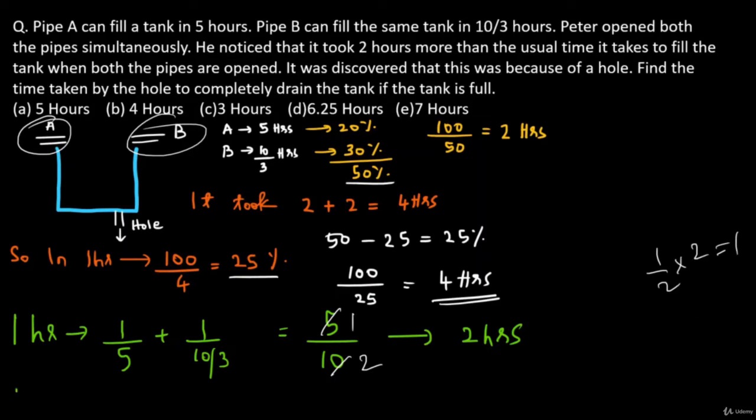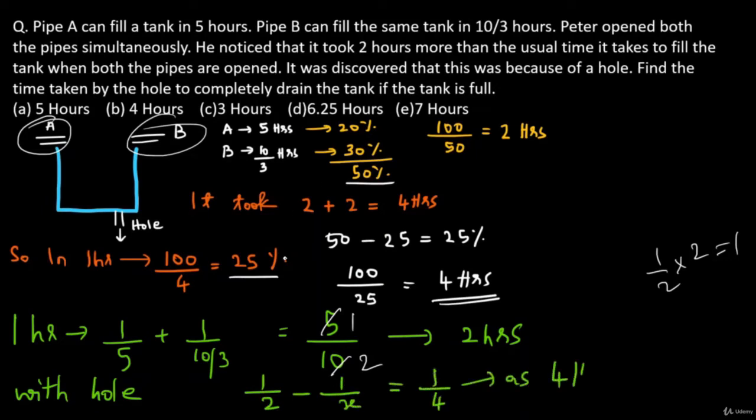Alright, now with the hole, it's taking 4 hours, right? So how does the equation change? That's 1/2 minus 1/x is equal to 1/4, right? So we have 1/2 over here, and let the hole take x hours to completely drain the tank. So in 1 hour, the hole drains 1/x of the tank, right? So 1/2 minus 1/x.